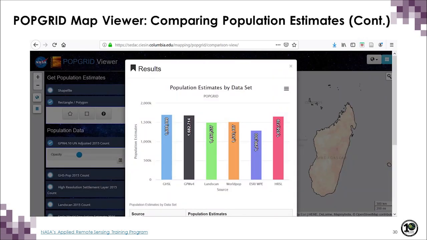The pop-up window now shows the population estimate for the user-defined polygon for the six global population grids included in PopGrid, as a bar graph and as a table, although the table is not visible in this particular slide.